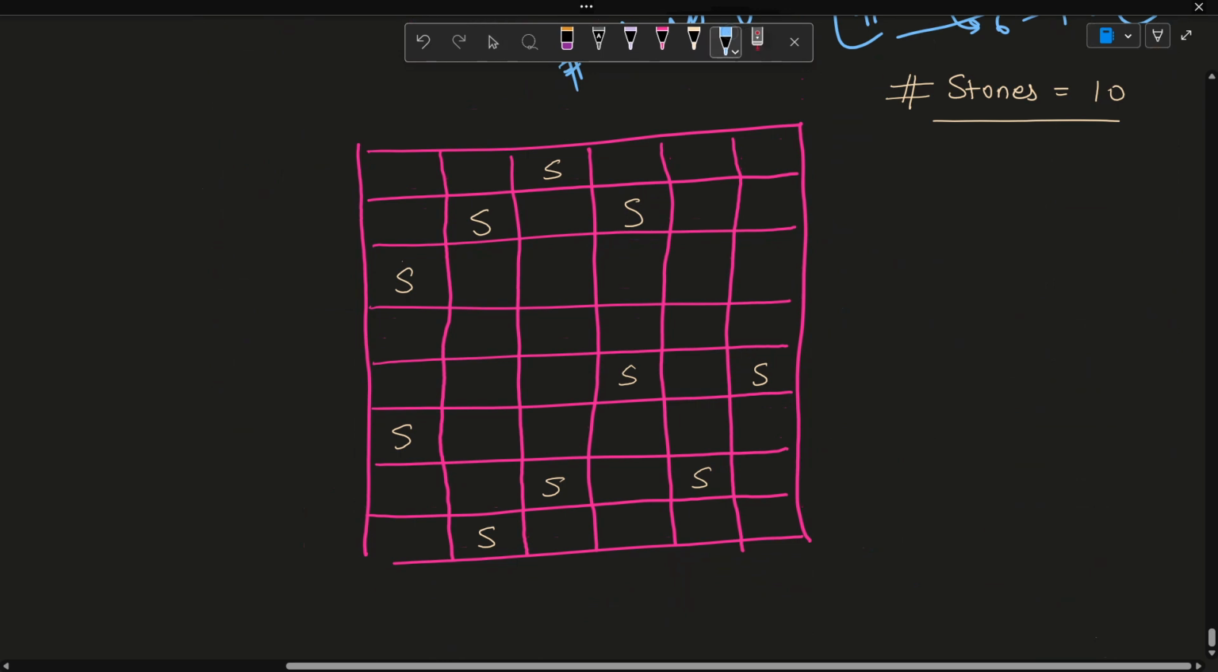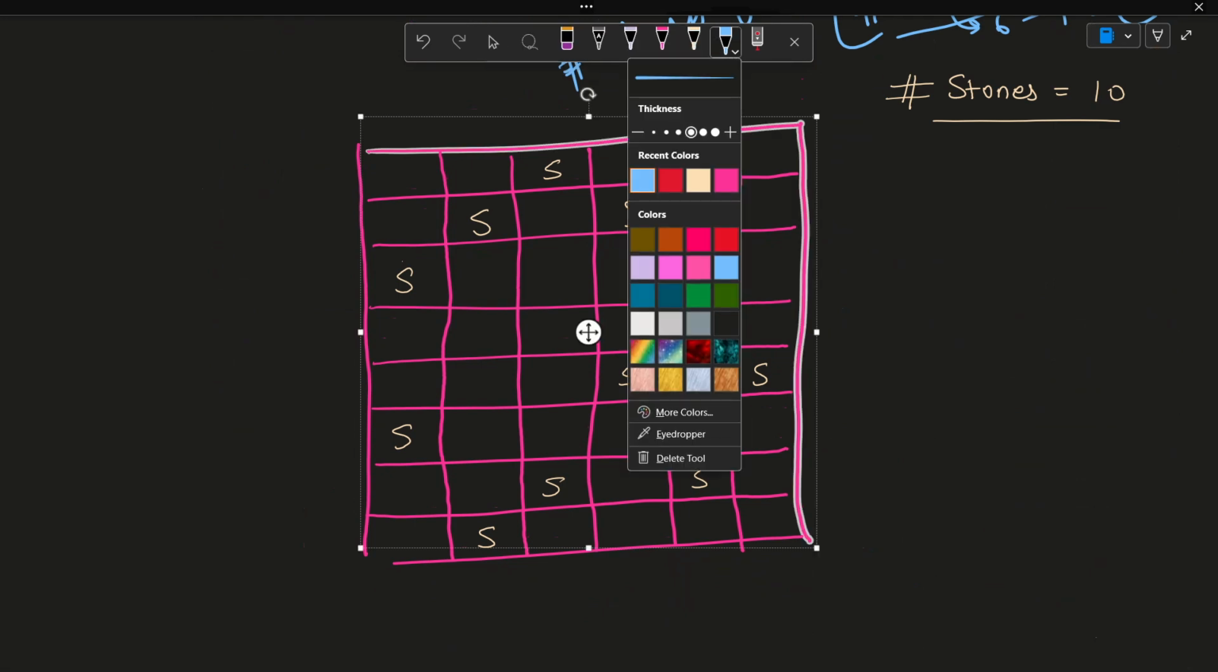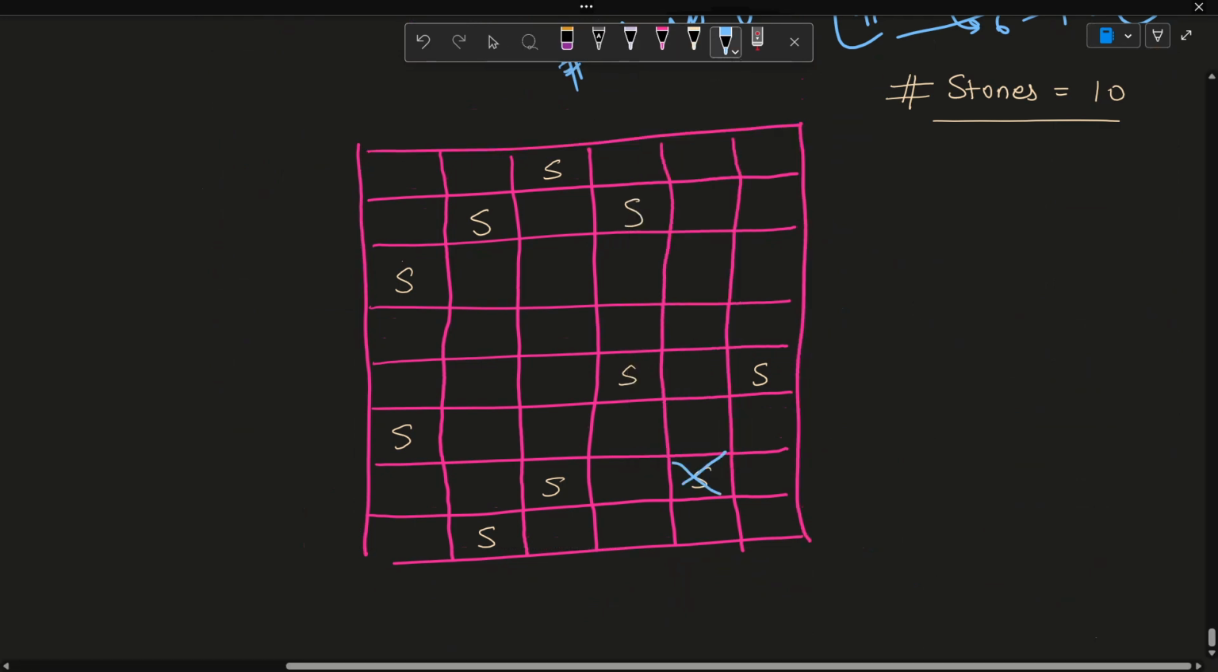First, let's just randomly remove stones and see what answer we get. I'll remove this stone because the row value is shared among these two stones. I'll remove this one, the column value is shared with these two stones, and I cannot do any more. Now I remove this stone because these two are being shared. I can remove this stone as well because these two are being shared, so I remove this.